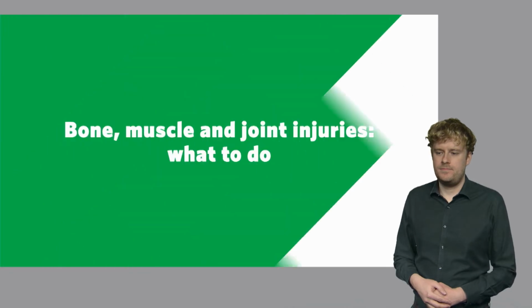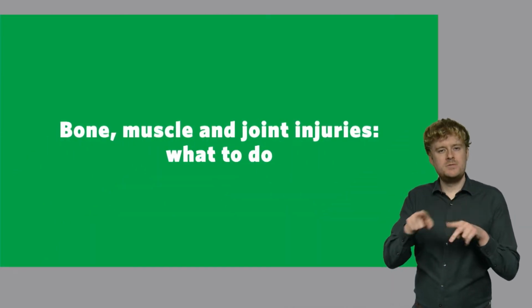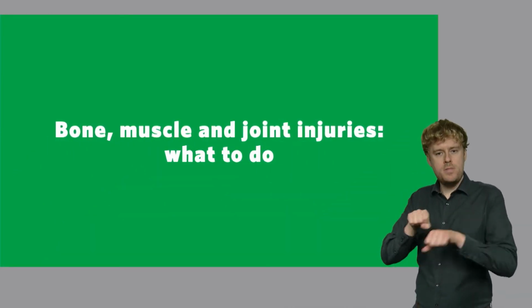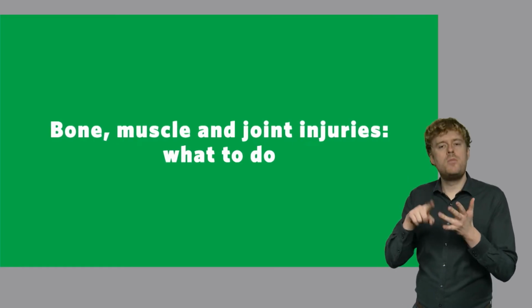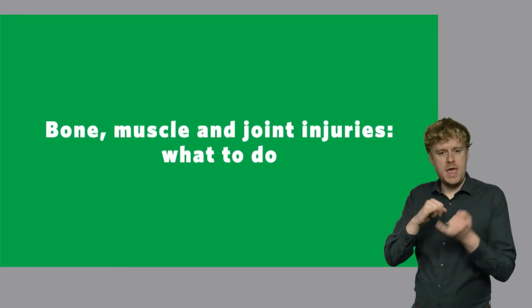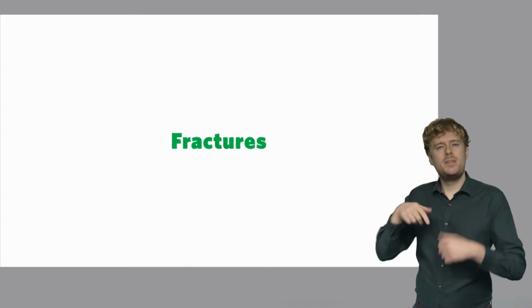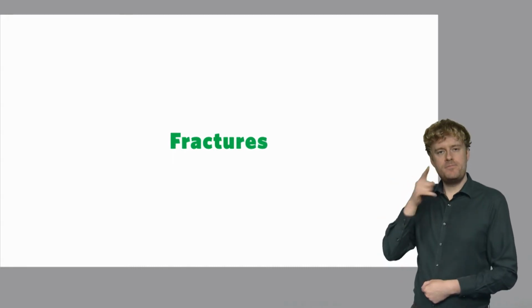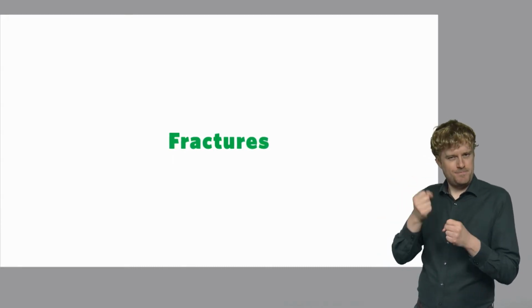This video will demonstrate the first aid for an injury to a casualty's bone, known as a fracture, or their muscle and/or joints, known as a sprain or strain. Let's start by looking at what to do if you suspect a casualty has a broken bone, fracture.